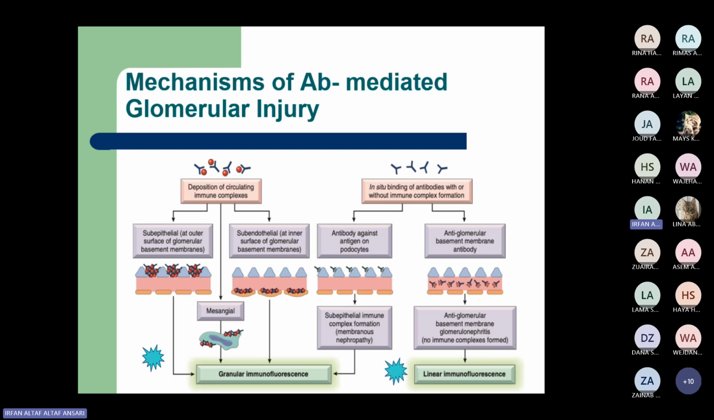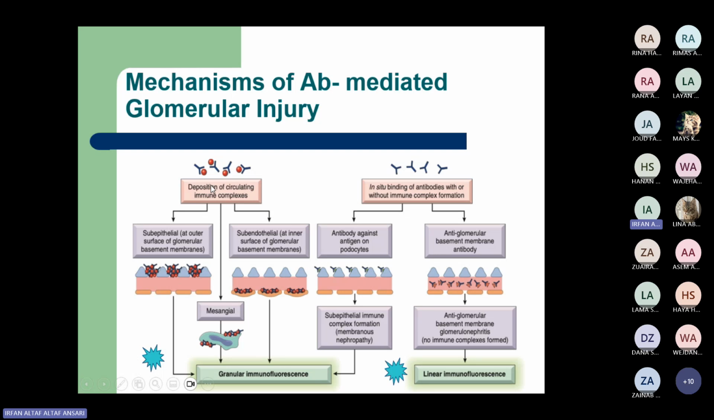Sometimes the antibodies bind to the glomerular basement membrane directly, and this is known as anti-glomerular basement membrane glomerulonephritis. Okay. There is no immune complex formation over there. The antibodies bind directly to the glomerular basement membrane. It will show in immunofluorescence as a linear immunofluorescence. You'll find a line of green fluorescence when you look at the kidney biopsy under the immunofluorescence microscope.